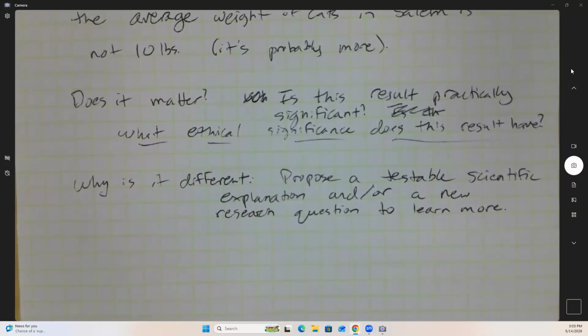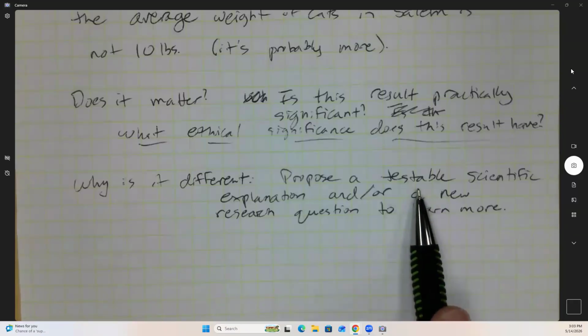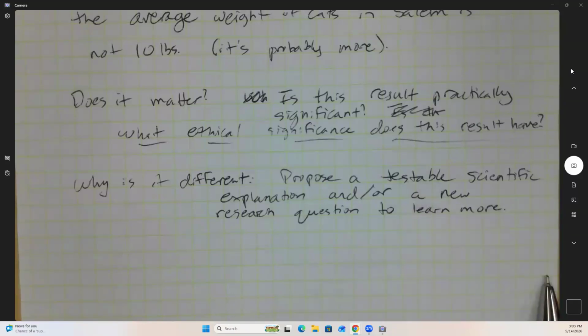So maybe it's because cats in Salem are older on average. Do I know that's true? No, but it's testable because I can collect a random sample of cats and find out how old they are. Maybe I just don't have any idea. So a research question doesn't always have to lead to a hypothesis test.